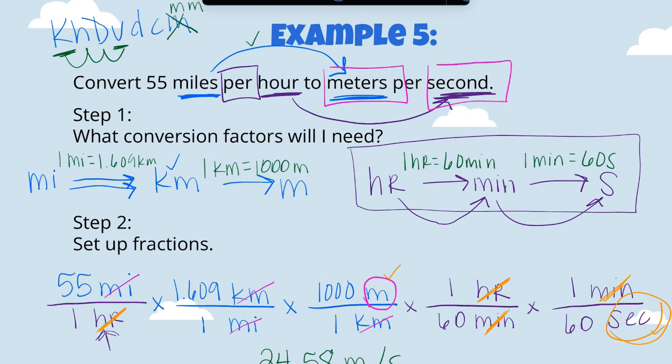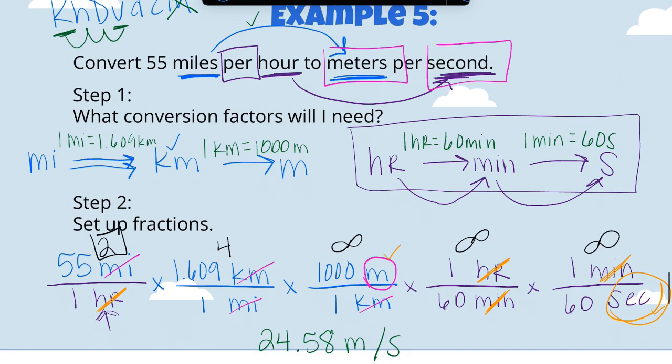Whew, we still have to talk sig figs. If I take a look, this 55 is 2 significant figures. 1.609 kilometers is 4 significant figures. Then we're to a metric conversion, so that's infinite. We're to time, that's infinite. Time, that's infinite. So my lowest number is 2. So I rounded 24.58 to 2 significant figures. That would be 25, and then my units are meters per second. And that is factor labeling.